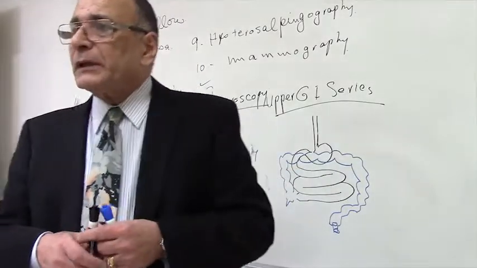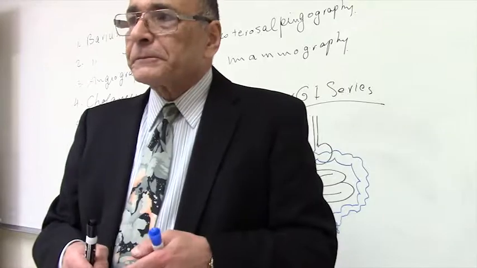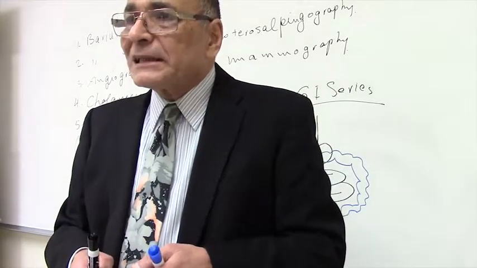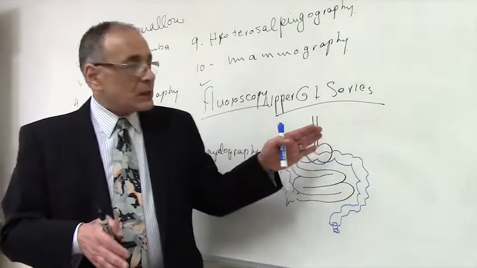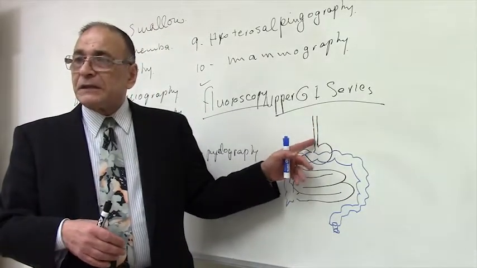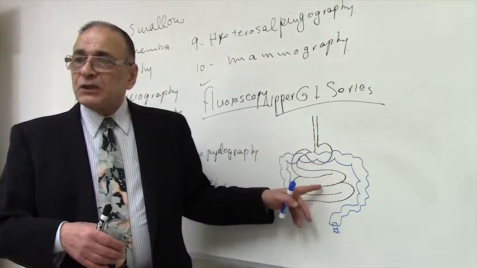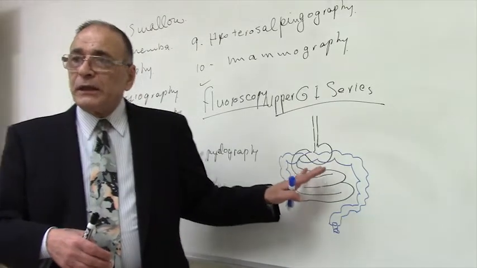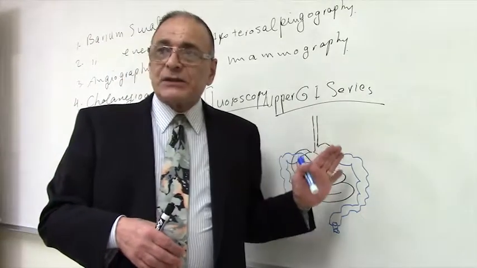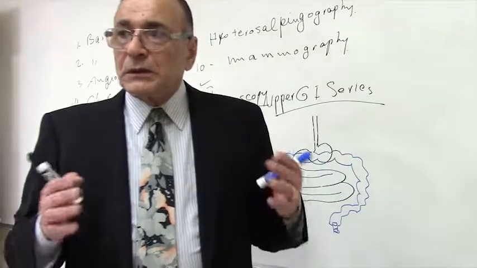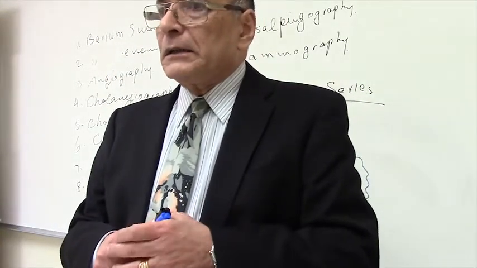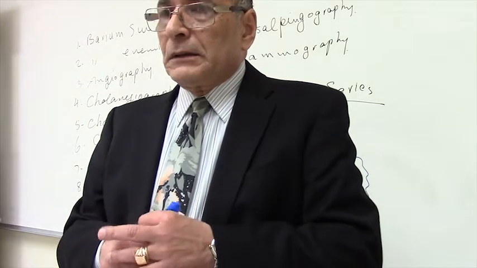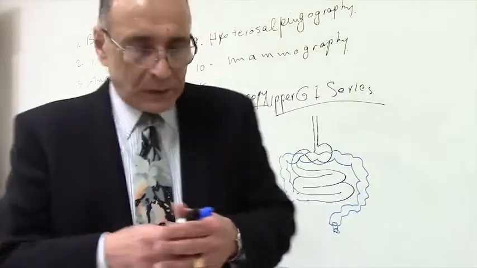Okay. Do you remember the name of the movement? Peristaltic movement. The peristaltic movement of the gastrointestinal tract, of the esophagus, the stomach, and the small intestine, and this way they can recognize any lesion or tumor or disease in the gastrointestinal tract. Okay. Is that clear? What you said, it was peristaltic? Peristaltic movement.